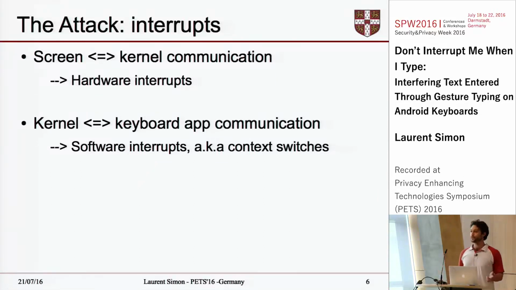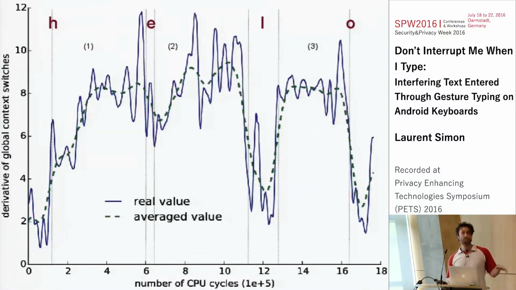Second, the genuine keyboard app, where you enter your text, also needs to retrieve the position update of the finger from the kernel. The keyboard app runs as a standard process on the device, and therefore, to query the kernel, it has to do some context switches. Again, the number of context switches reveals some amount of information about what users have typed. So in this work, we leverage both the hardware interrupts and the software interrupts to our advantage.